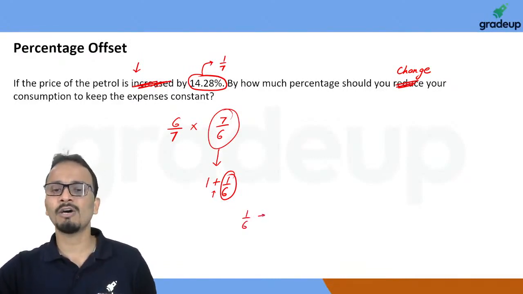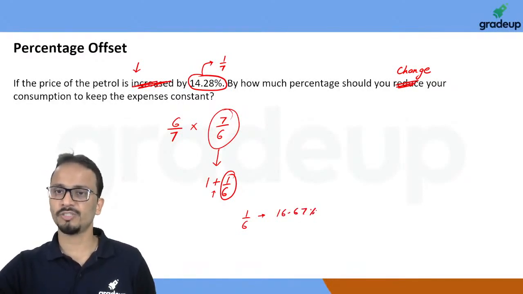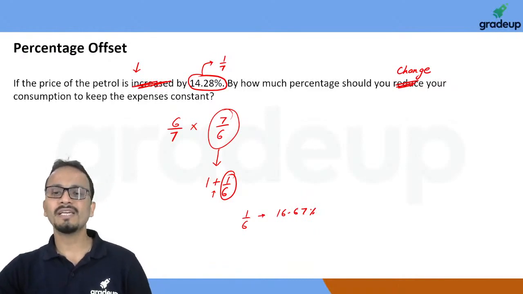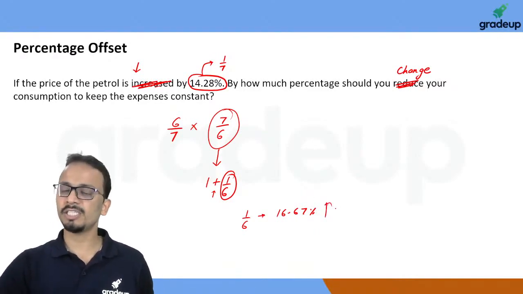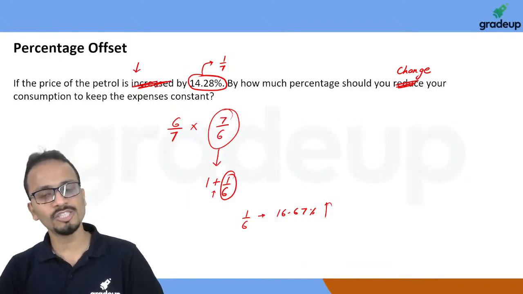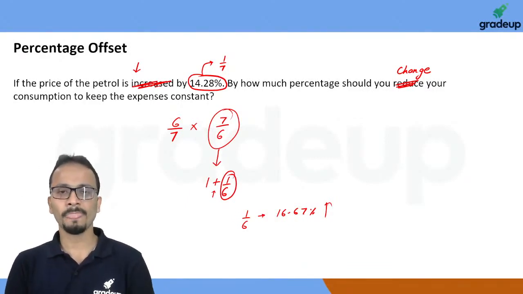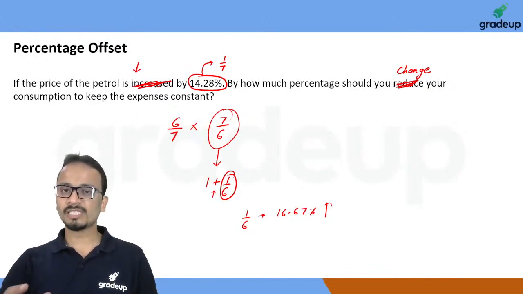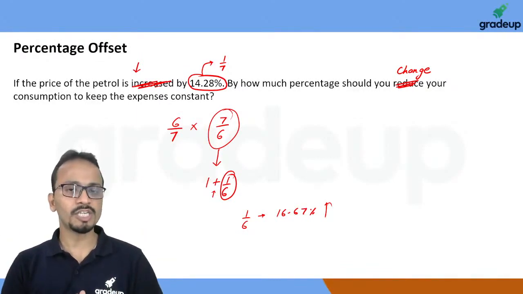1 by 6 is how much? 16.67 percentage. So I will increase my consumption by 16.67% in order to keep my expenses constant. Simple. So friends, you must revise whatever we have studied today.